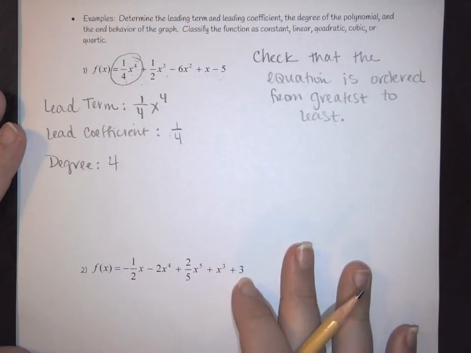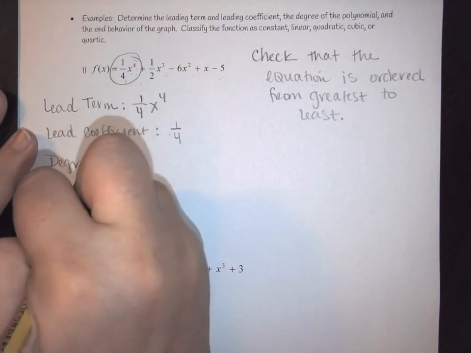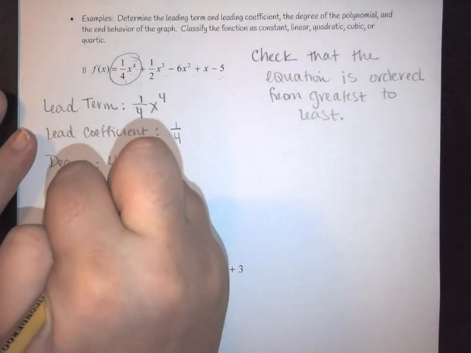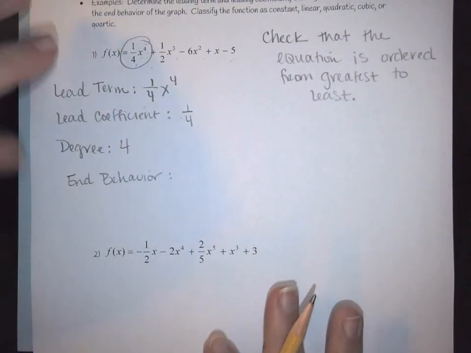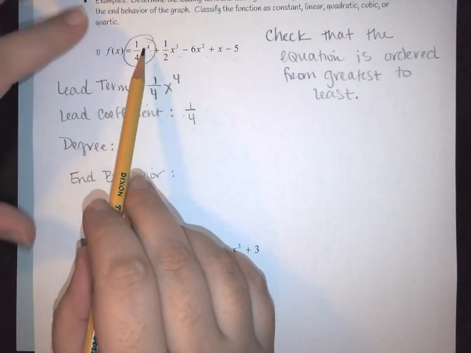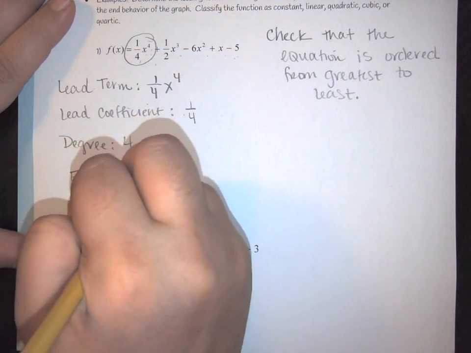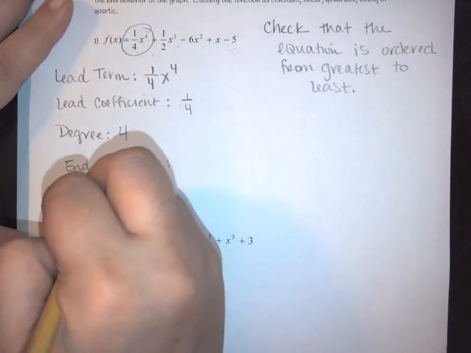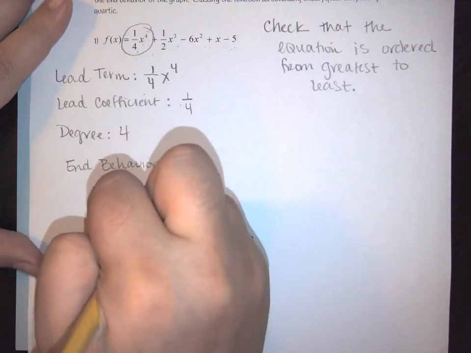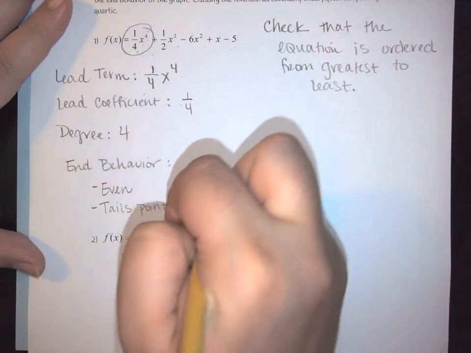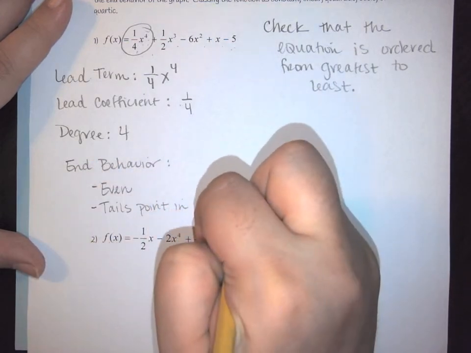Last but not least, we need to look at your end behavior. So the first thing that I would do is I would take a couple of notes. So here, my degree is power of 4, so that means that this is going to be an even. And even means that your tails point in the same direction.